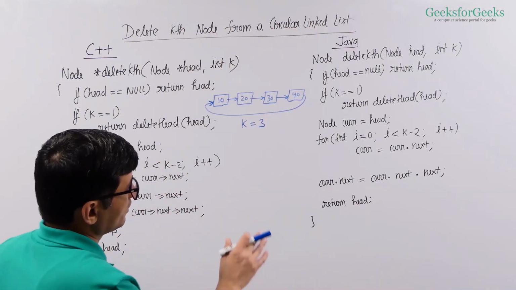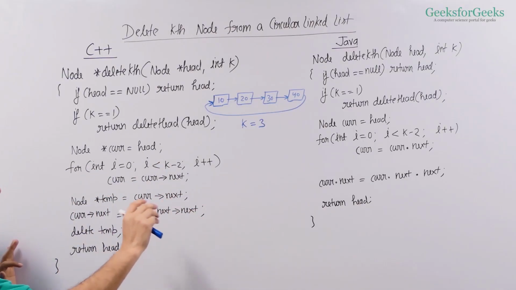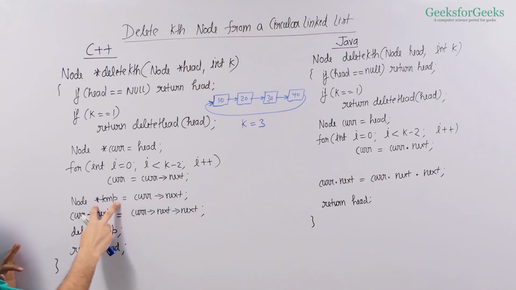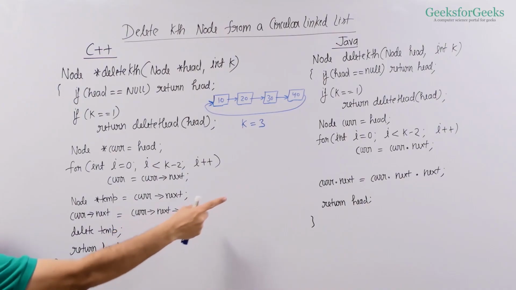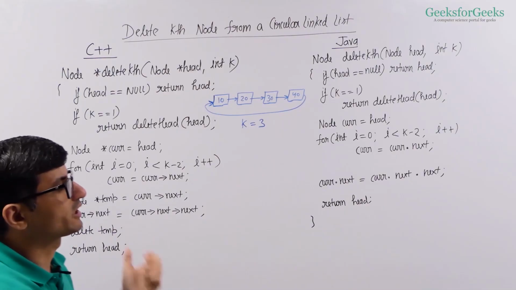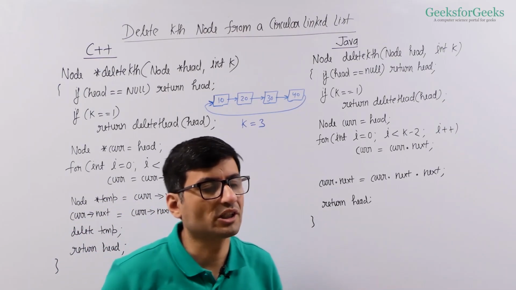In C++, we need to deallocate the memory also. So to deallocate the memory, we store current next in a temp variable. And then we do the same operation that we did in Java. And after that, we delete temp and we return head. So this is extra work required in C++ because C++ does not have automatic garbage collection.